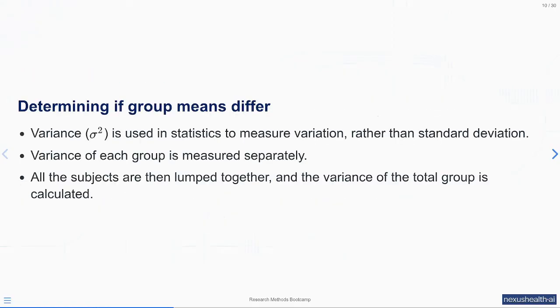The variance is used in statistics to measure variation rather than standard deviation. The variance of each group is measured separately. Then all the subjects are lumped together and the variance of the total group is calculated.